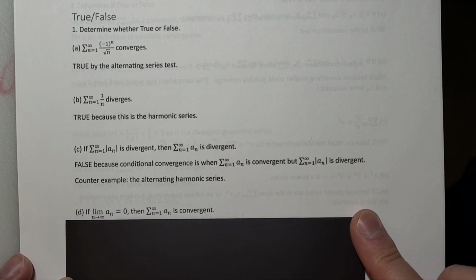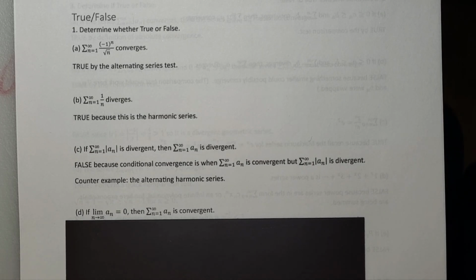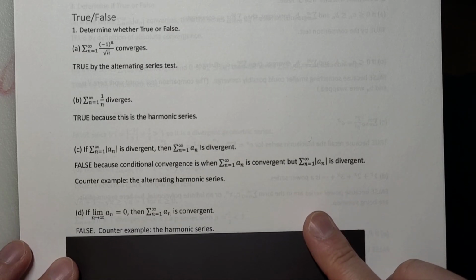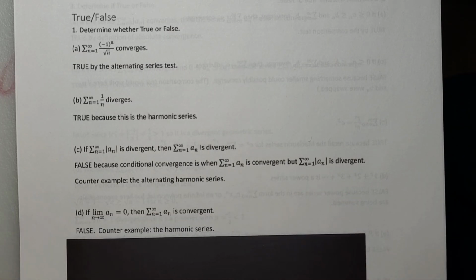Next, if the limit as n approaches infinity of a sub n equals 0, then the summation as n goes from 1 to infinity of a sub n is convergent. This is for sure false. Counterexample, the harmonic series.